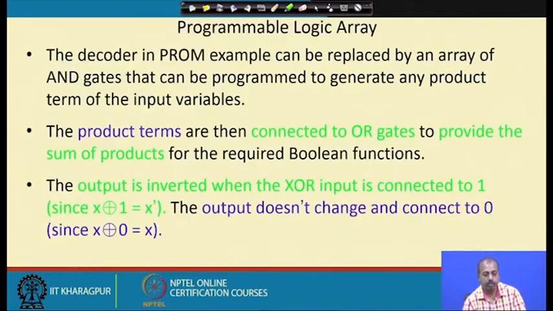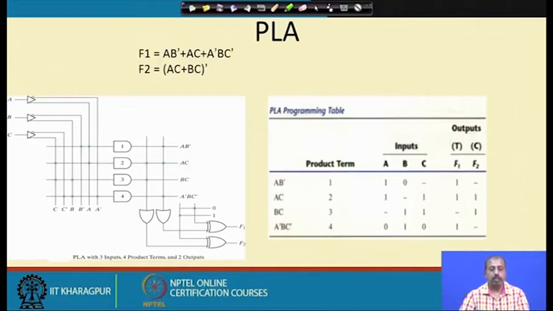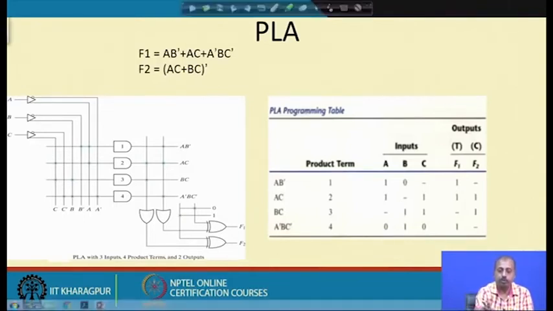So, we will be looking into this PLA, programmable logic array. In case of a programmable logic array, the decoder in the PROM example can be replaced by an array of AND gates, which can be programmed to generate any product term of the input variables. I think there is an example here. Suppose I have to realize these two functions: f1 equal to this and f2 equal to this.